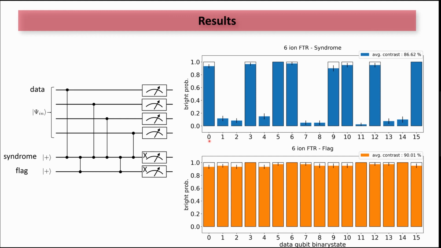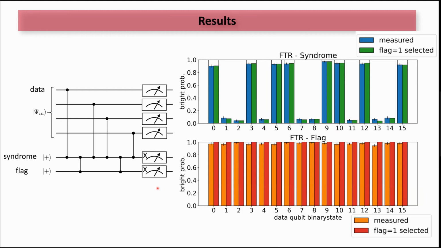So what you see here is a measurement of the bright probability of the final syndrome readout, indicating the parity of the data qubits. The data qubits are initialized in all of the 16 possible logical basis states. And as you see, with a fidelity of about 90%, in the end, the syndrome qubit displays the right parity, and the additional flag qubit is mostly bright, which indicates that no error has occurred.